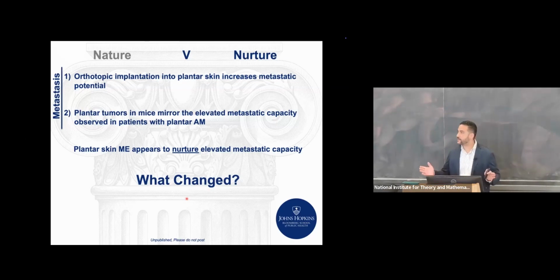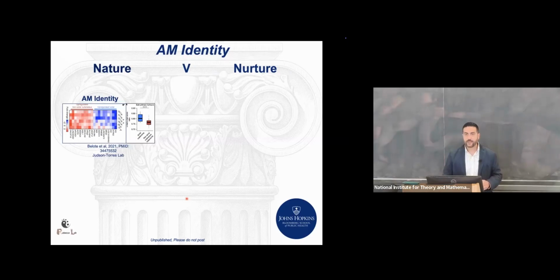So we were curious, obviously, what exactly changed. Why are these tumor cells in the foot pad, the plantar skin, becoming more metastatic? So this is where we began being interested in cell state shifts and how the plantar skin microenvironment is shaping the cell state. To begin the study of the cell state consequences, we first looked back at this study published 5 years ago, where they defined a transcriptional acral melanoma identity.